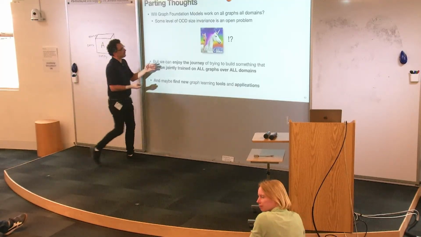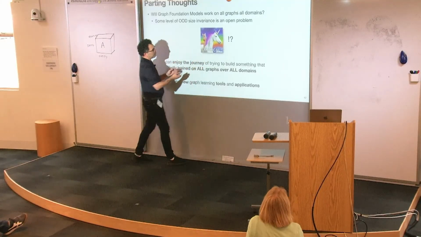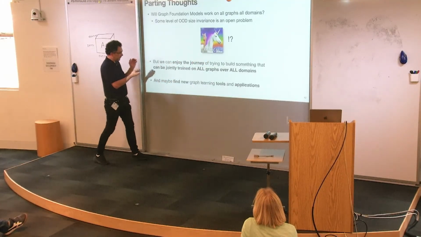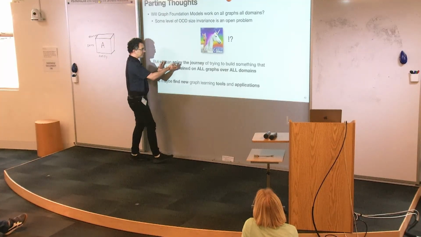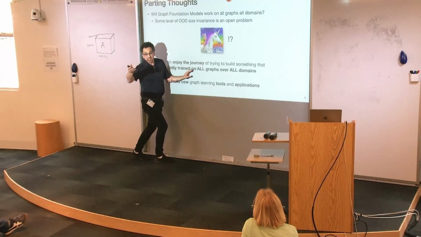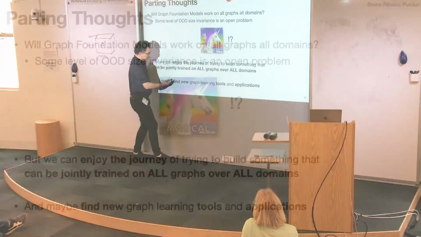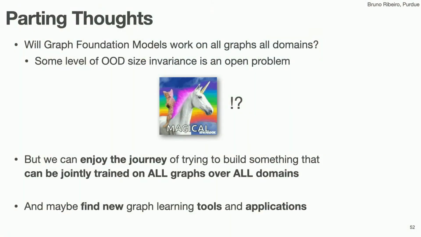At the end of the talk, I know that some folks are quite skeptical about graph foundation models, but what I find interesting is that if we have this task as a goal, which may be impossible, we will find new tools and applications. I think that's the interesting part, because it really allows us to think a bit outside the box. And that's what I like about the graph foundation model.